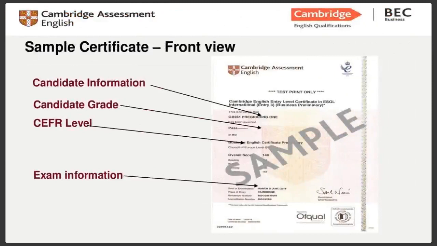Let's now move on to show how BEC Business scores are reported. This slide shows the front of the test report form. That is the TRF. It will contain the candidate's information. For example, the person's name. The candidate's grade. This will either be a pass or a pass with merit. A pass indicates a candidate has achieved a satisfactory level of performance. A pass with merit, in this case, the candidate has achieved a good level of performance. The CEF level is self-explanatory, and there's also some exam information, things like the date of the exam, the place, and the reference number.